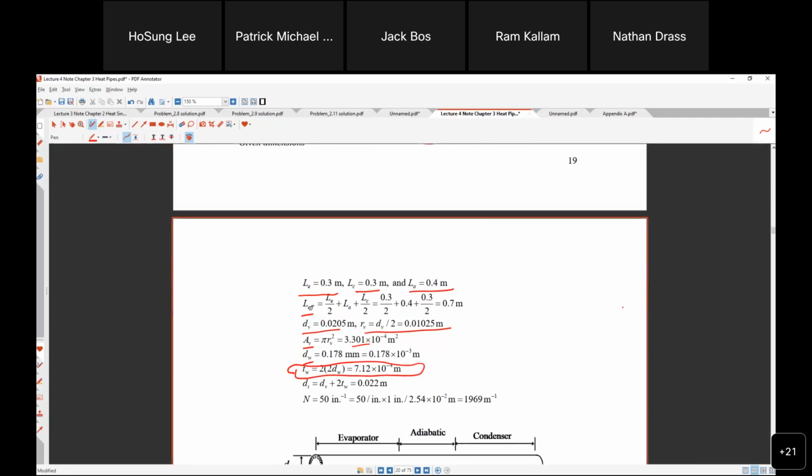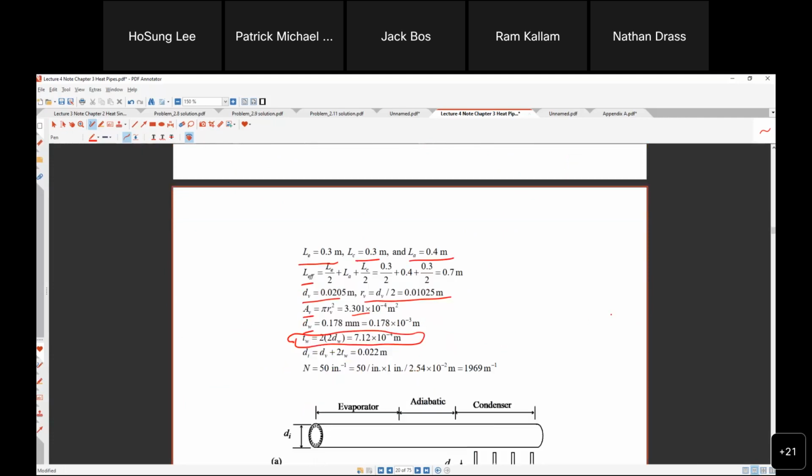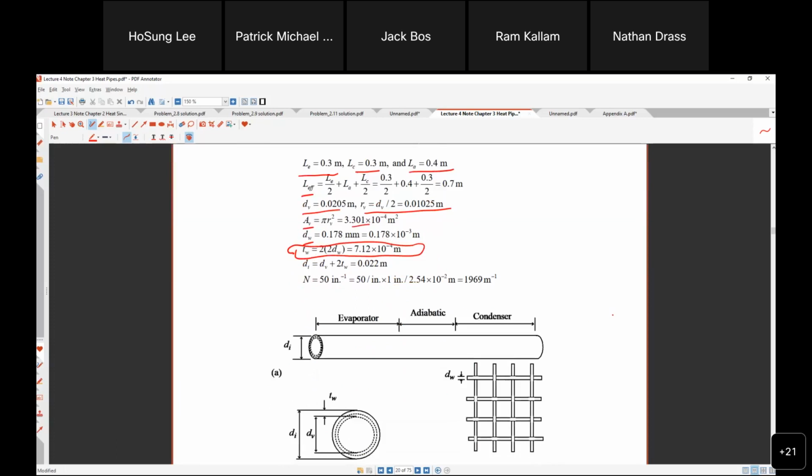T of W. Guess. Is that the wall thickness? What thickness? The wall thickness? Wick? Are you talking about what is the W? Wick or wire? Wire thickness. The wetted. No, this is a wick thickness, actually, TW.